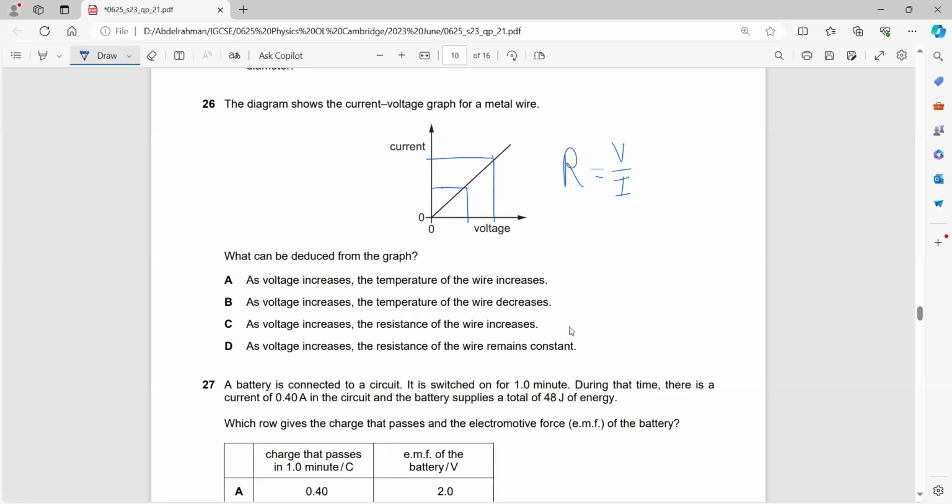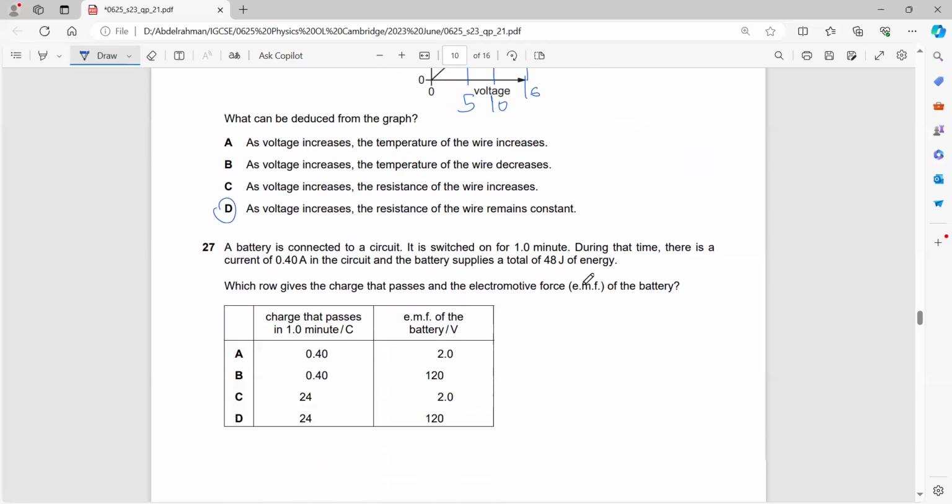For example, if the voltage was 5 and the current was, let's say, 1. When the voltage increases to 10, the current would be 2. If it increases even more, to 15, the current will be 3. So at any point, if you calculate the resistance, it would be 5 ohms. So the resistance will remain constant. The resistance must remain constant because it's a straight line.